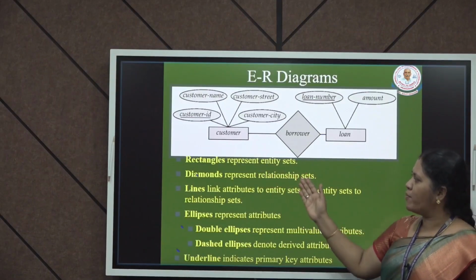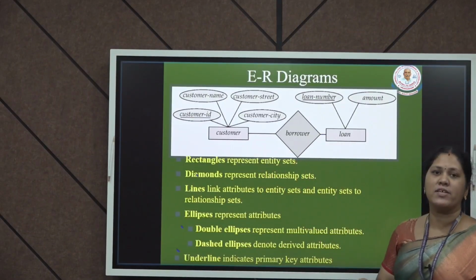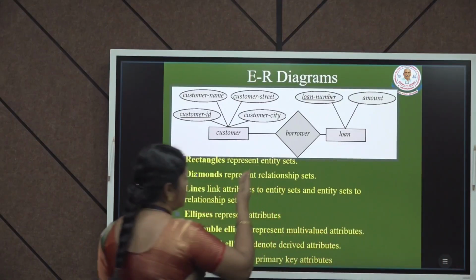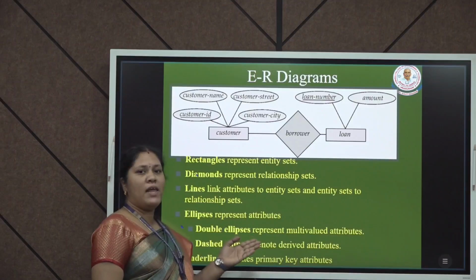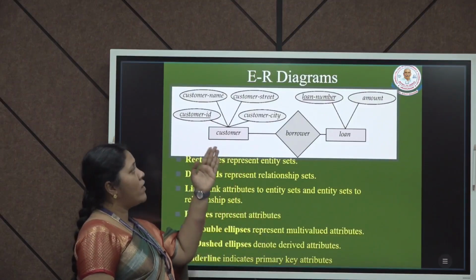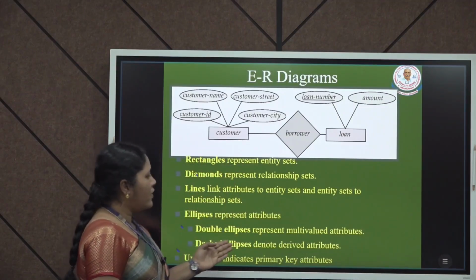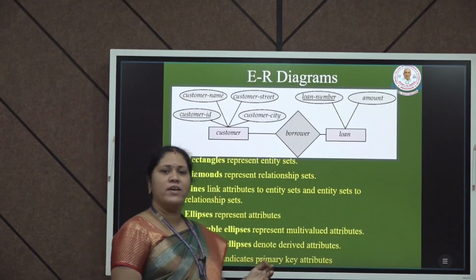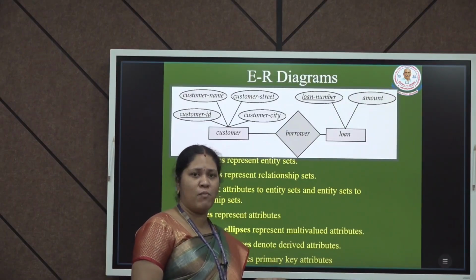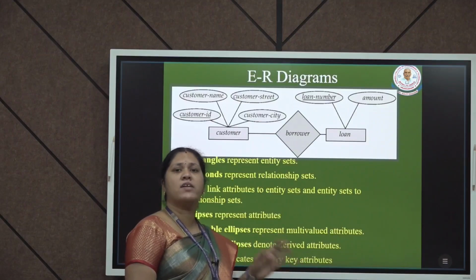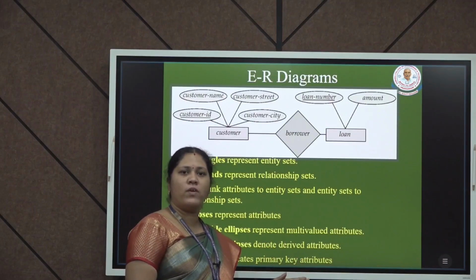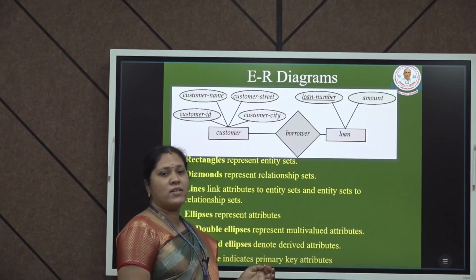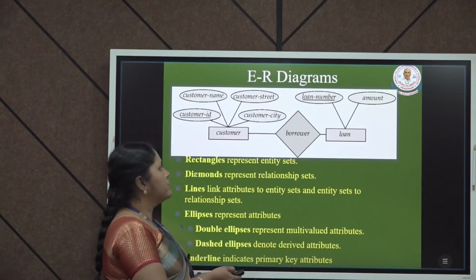Okay, so a rectangle represents entity sets, a diamond represents a relationship, and the lines represent the links between them. Ellipses represent the attributes. Double ellipses represent a multi-valued attribute, and the dashed line denotes a derived attribute. An underline defines the primary key. We all know a primary key uniquely identifies a record in a field, and it contains only unique values. So we represent the primary key by an underline.